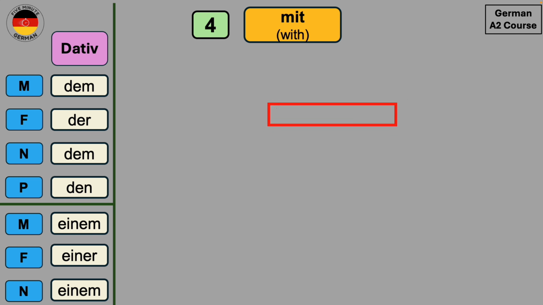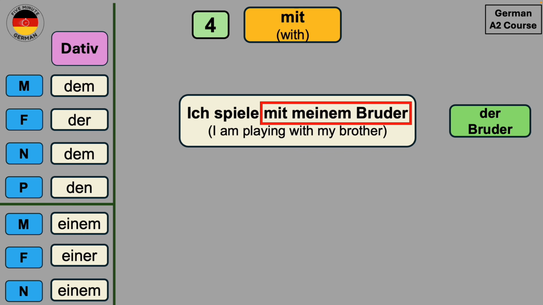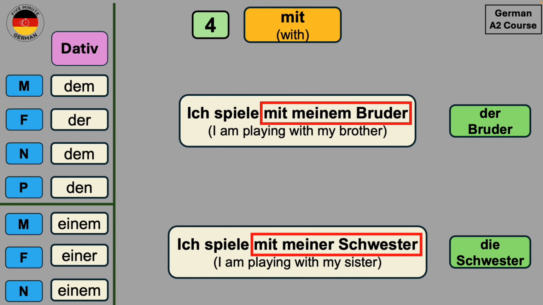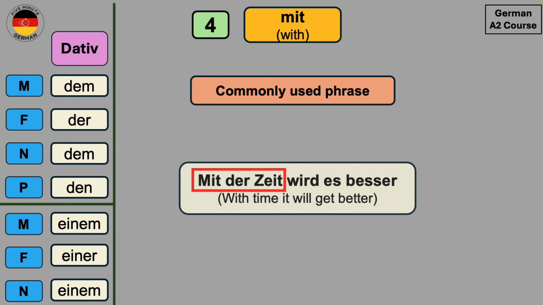Other examples with mit can be ich spiele mit meinem Bruder. I am playing with my brother. Now if I was playing with my sister, then I will say ich spiele mit meiner Schwester. I am playing with my sister. You see how the ending has changed? This is because Schwester is die Schwester. Now a commonly used phrase with mit is mit der Zeit wird es besser. With time it will get better. So this is how you can use mit as well. And why do we use der Zeit over here? Because it is die Zeit.